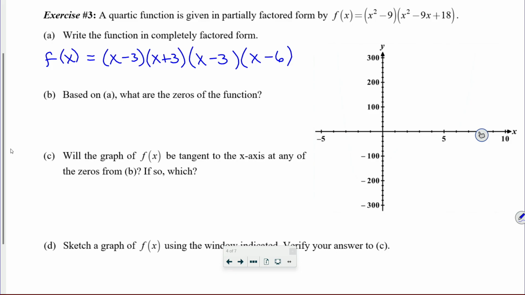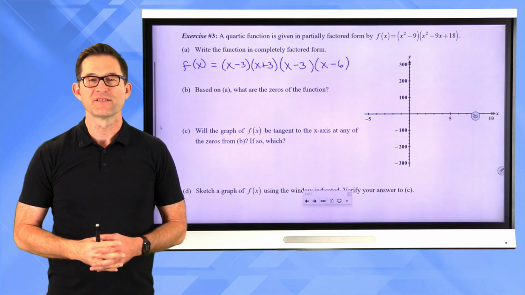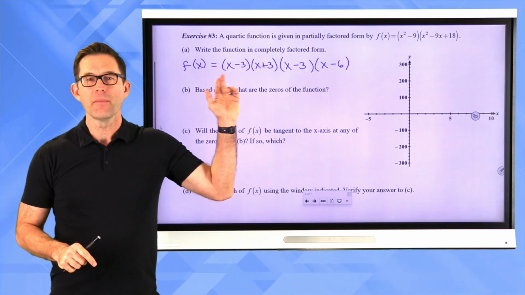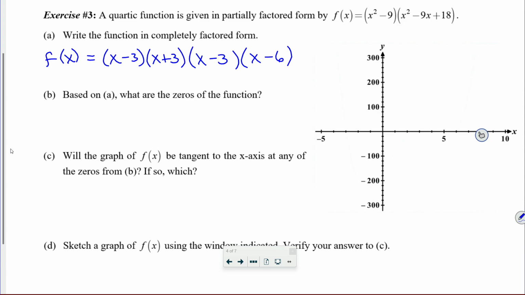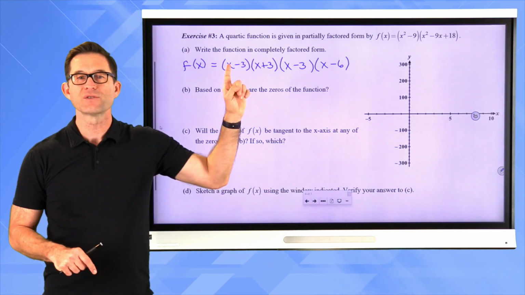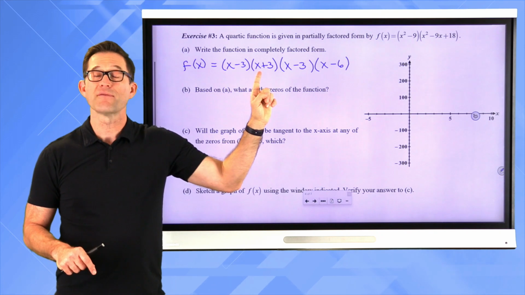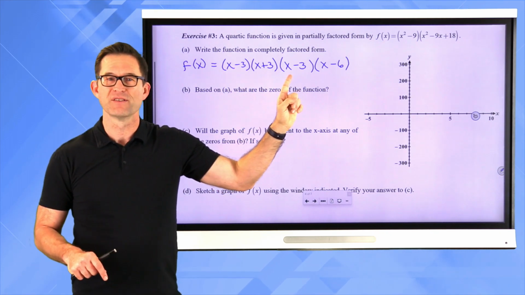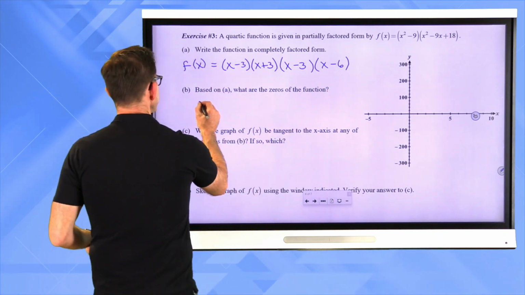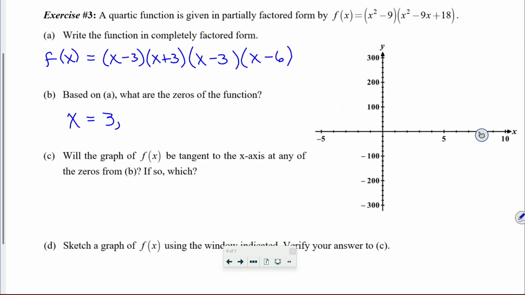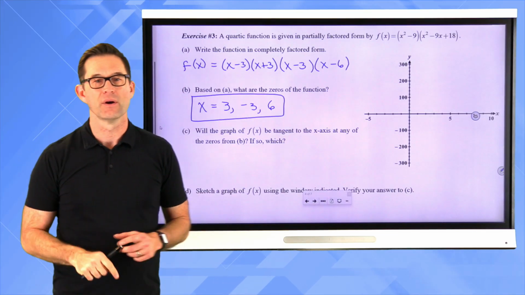Letter B. Based on A, what are the zeros of the function? All right, this is pretty easy. Pause the video now. Tell me what the zeros of that function are. Well, this one would have a 0 of 3, this one would have a 0 of negative 3, this one would have a 0 of 3 again, and this one would have a 0 of 6. So we're just going to list zeros once, but we have 3, negative 3, and 6. So here's a quartic, an x to the 4th, that has 3 zeros.